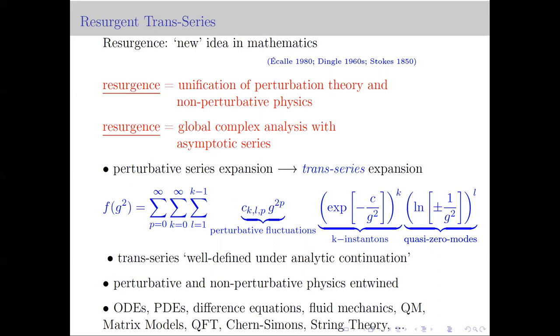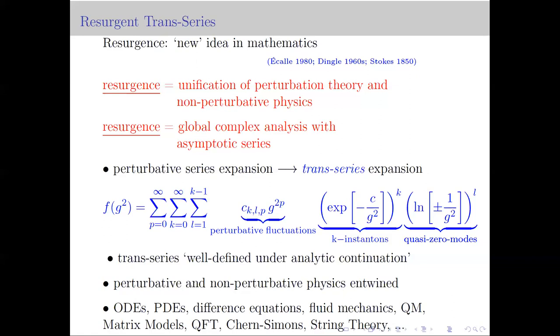asymptotic series. So all the questions you're used to asking about complex analysis, like monodromy, how can you actually do that when what you're dealing with is a function that's just defined through an asymptotic series, not through some nice analytic function? So the first step on this route is to replace a formal perturbative series, which in physics applications is very often asymptotic, divergent and asymptotic, not always, but very often, to generalize this expansion into something called a transseries.